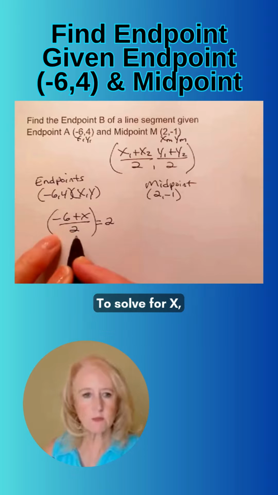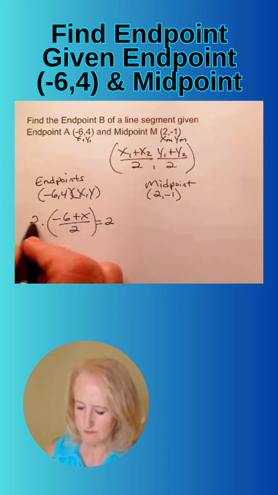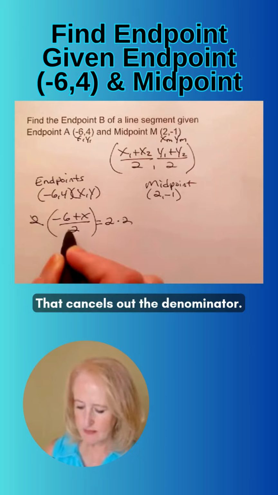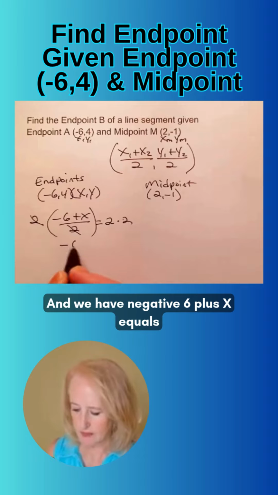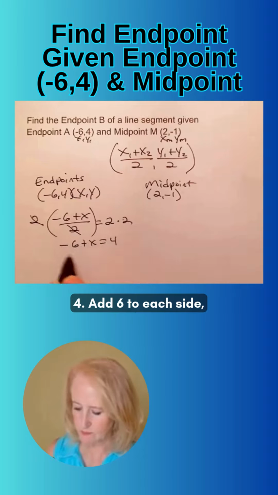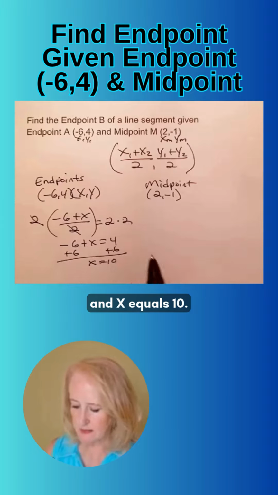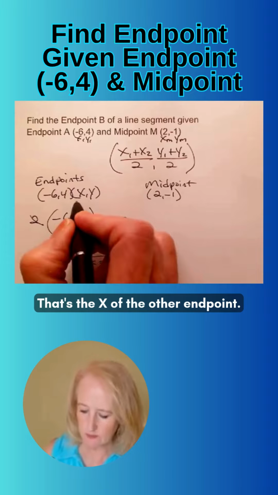To solve for x, we'll multiply each side by 2. That cancels out the denominator, and we have -6 plus x equals 4. Add 6 to each side, and x equals 10. That's the x of the other endpoint.